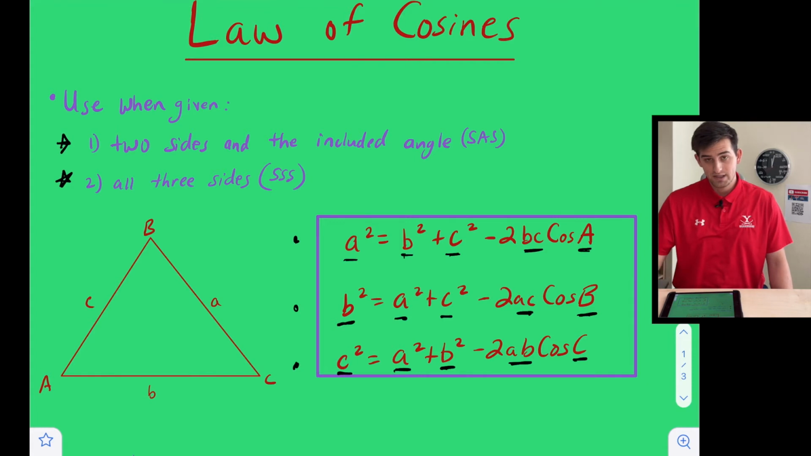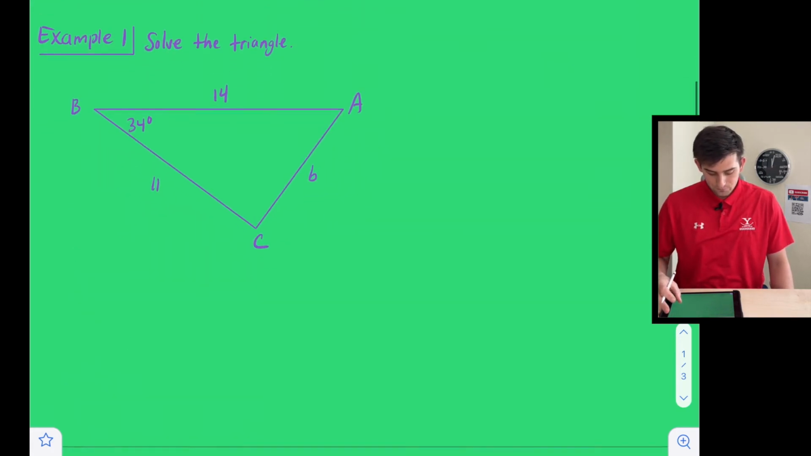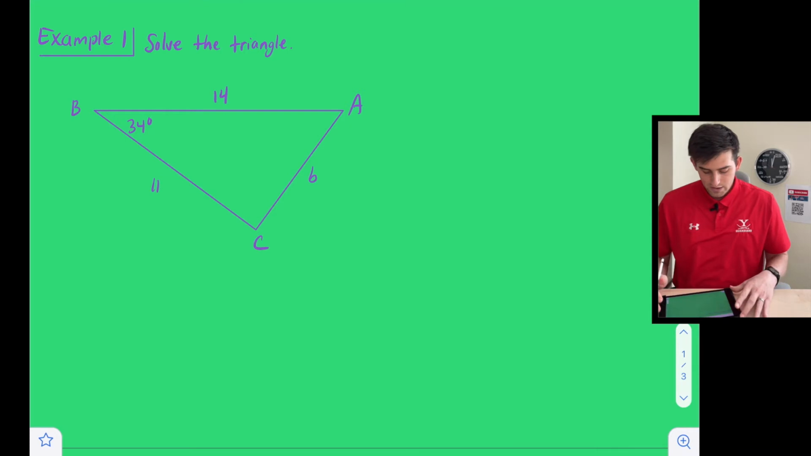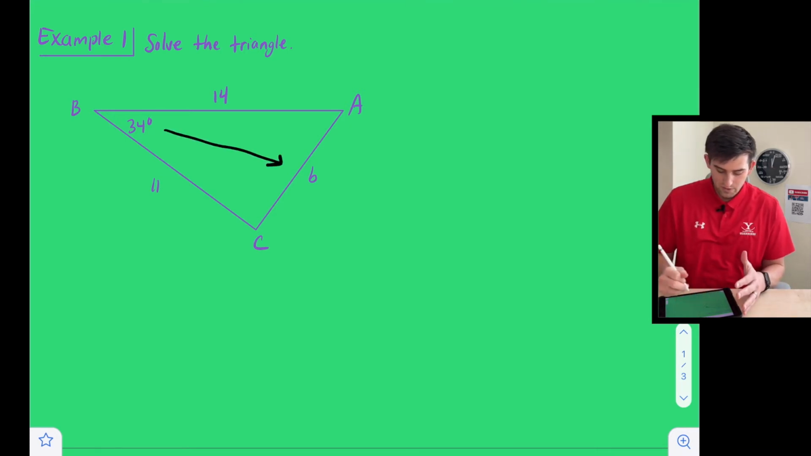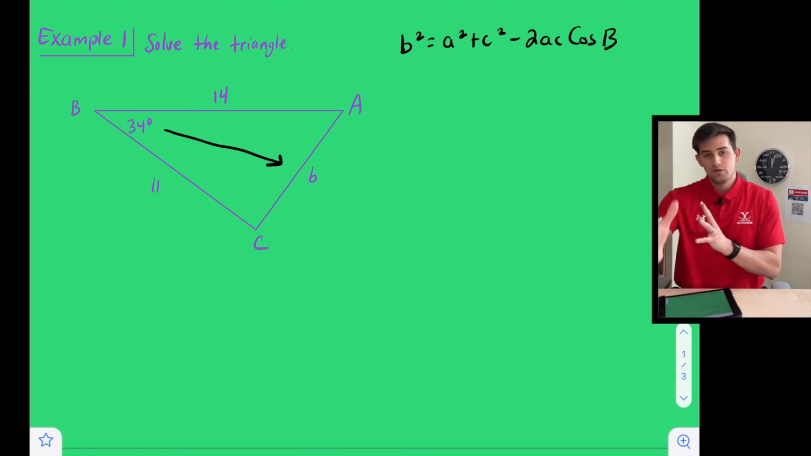So a side-angle-side case and a side-side-side case. Here's our first example, and notice this would be a side-angle-side. We are given two sides and we have the included angle. So we can start off by saying, okay, 34 is opposite of b. So I know my equation is going to say b squared equals a squared plus c squared minus 2ac cosine of B. Now we just want to fill in our information.